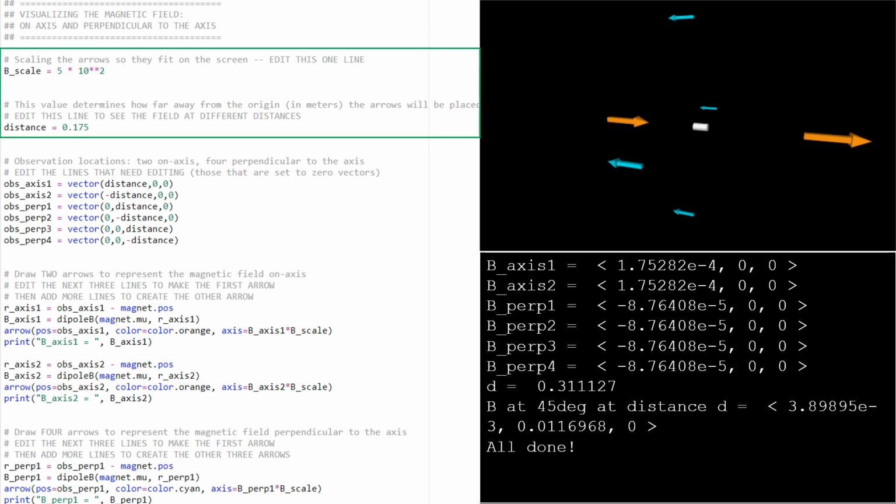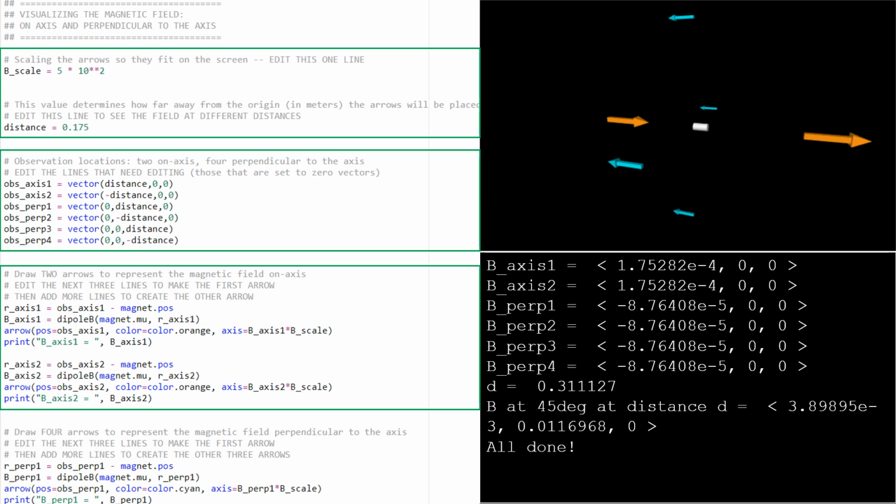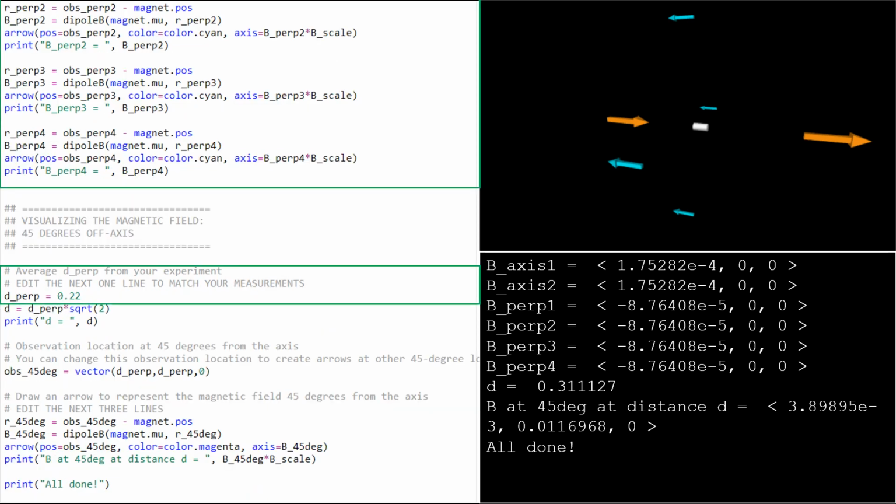We want to observe the magnetic field at 4 positions perpendicular to the bar magnet and 2 locations on axis. We then find the observation vectors for the 2 on-axis locations and plug them into the function we made earlier. Then we follow suit for the rest of the perpendicular observation points. Finally, we input the measured perpendicular components of distance d and plug the new position vector into our magnetic dipole function to estimate the magnetic field due to the dipole at this location.